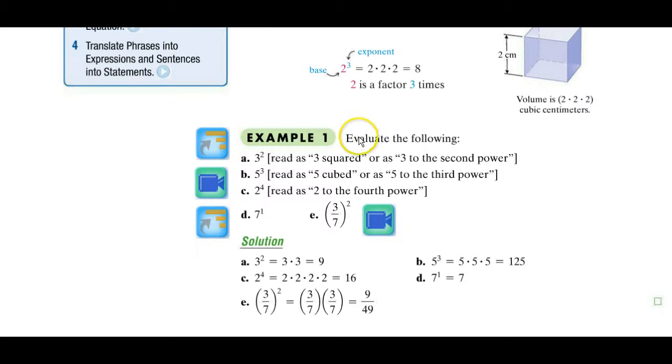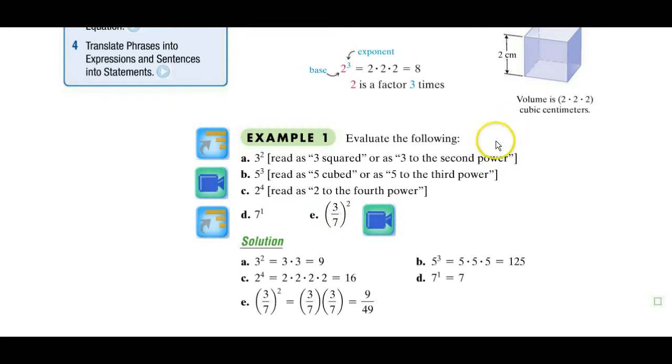So it's asking you to evaluate the following. 3 squared or 3 to the second power. 5 cubed or 5 to the third power. And then here we don't have any special name, it's just 2 to the fourth. Here it's 7 to the first. And then the fraction 3/7 to the second.